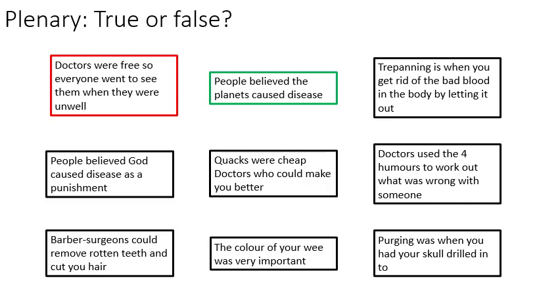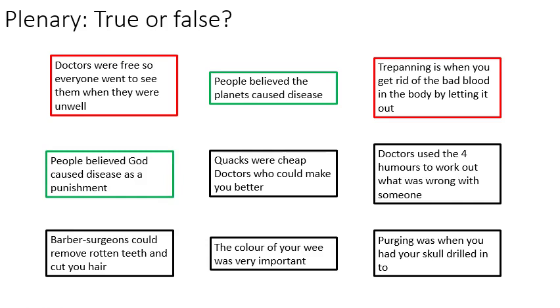Number 3, trepanning is when you get rid of the bad blood in the body by letting it out. Have a good think about this one. I'll go quiet for a few seconds, but you can pause me if you'd like to. So, trepanning, that is false. That is bloodletting, when they let the bad blood out of the body. Number 4, people believe that God caused disease as a punishment. Okay, and you should have said true for that one.